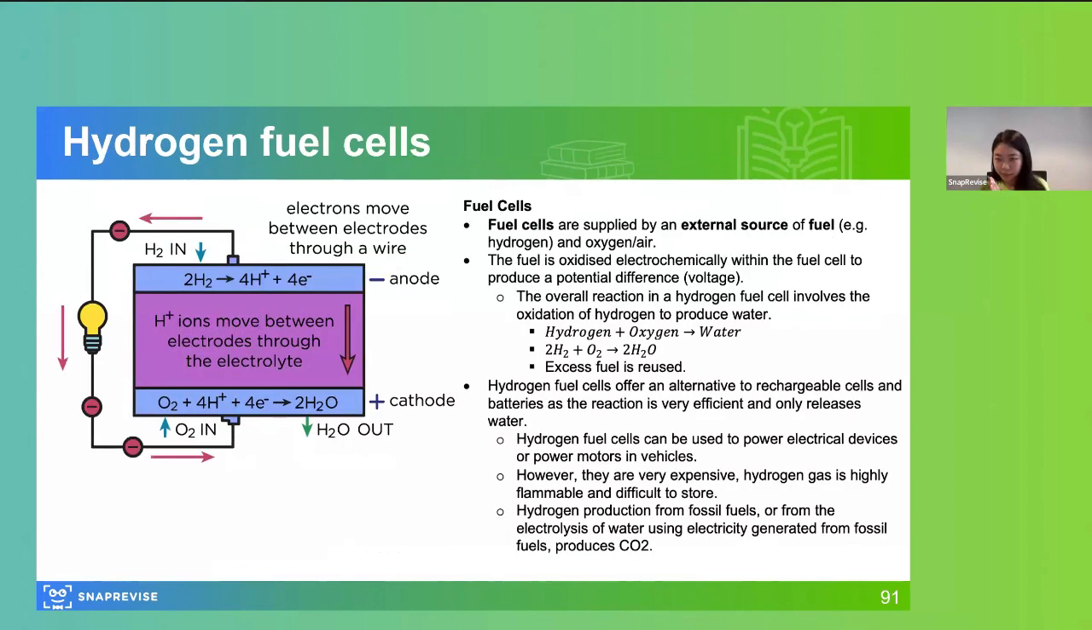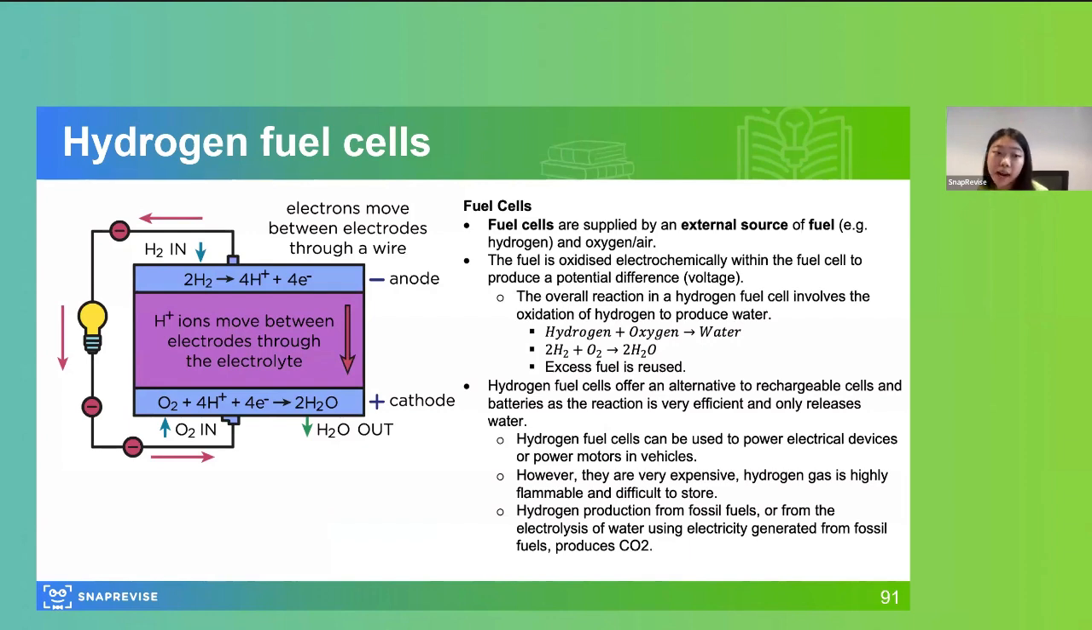Okay, within electrolysis, there's also an extra thing you need to know, which is hydrogen fuel cells. This includes both combined and triple. However, what you need to know for combined is slightly different, so I'll just talk about what you need to know for both. Generally, these hydrogen fuel cells are supplied by an external source of fuel, and oxygen from the air. So it's hydrogen, and then just the oxygen in the air, in the atmosphere. The fuels oxidize electrochemically within the fuel cell to produce a potential difference, so this produces a voltage.